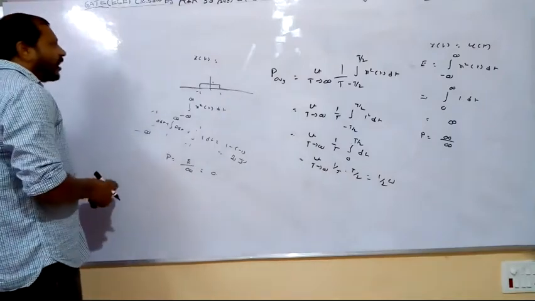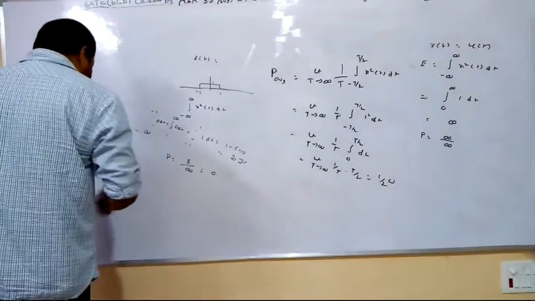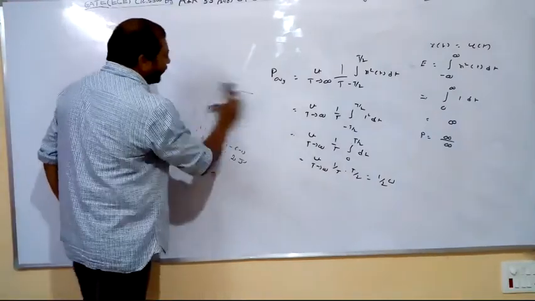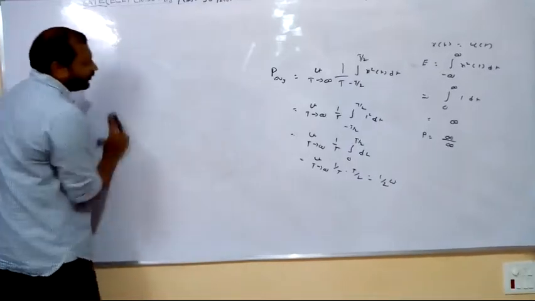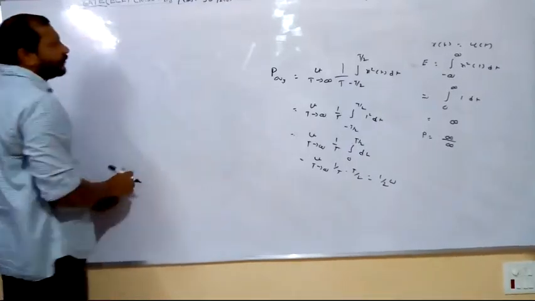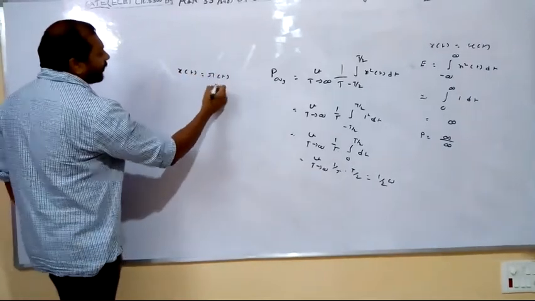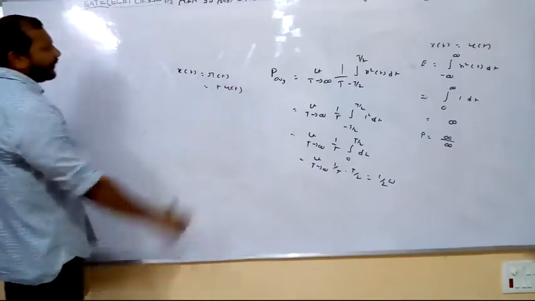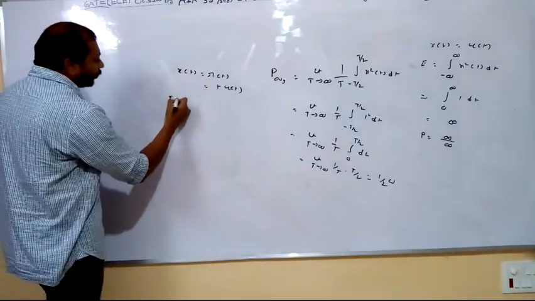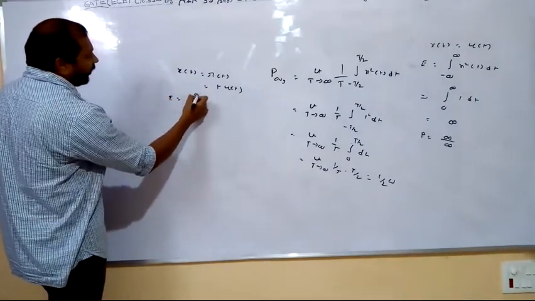What is the energy of the signal? R of t. I am considering here x of t is equal to r of t, which is equal to t into u of t. The corresponding energy of the signal is equal to integration minus infinity to infinity x square of t dt.